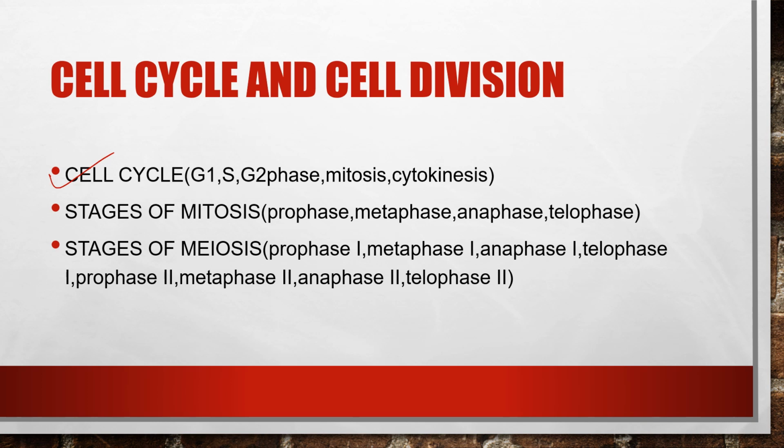Then comes stages of mitosis. Stages of mitosis means prophase, metaphase, anaphase and telophase. All these stages should be drawn separately in the stages of mitosis diagram. Now the third one is the stages of meiosis, in which it should be prophase 1, metaphase 1, anaphase 1 and telophase 1, and next to which will come prophase 2, metaphase 2, anaphase 2 and telophase 2. So this is the main part which is very important for your cell cycle this year.